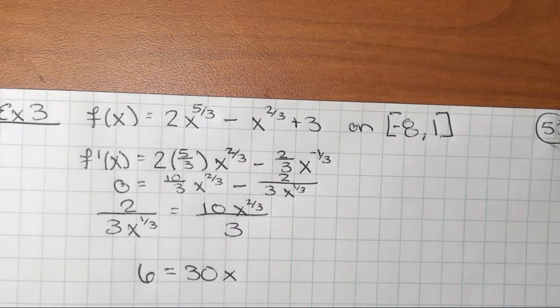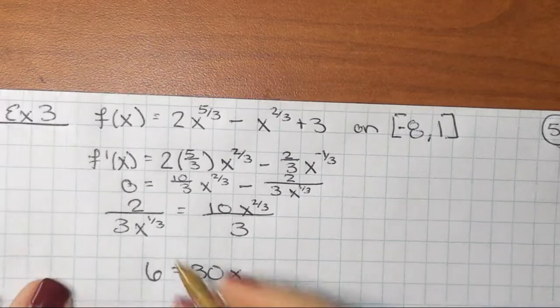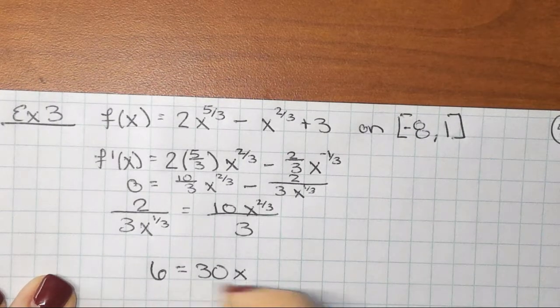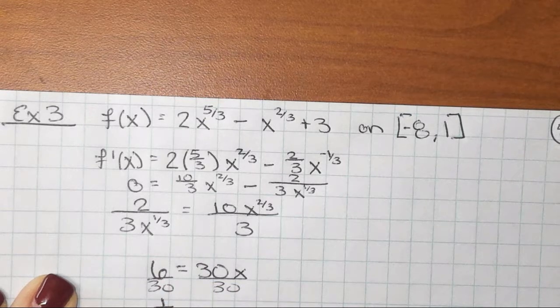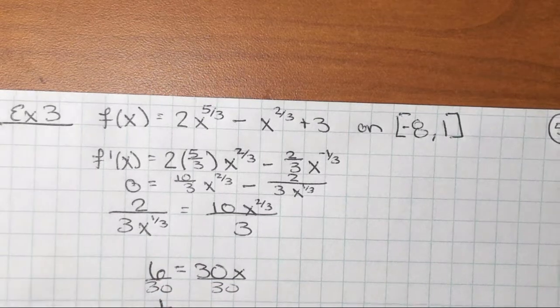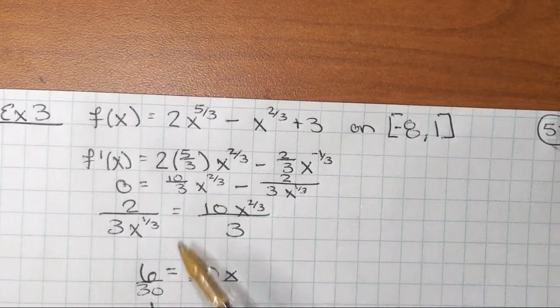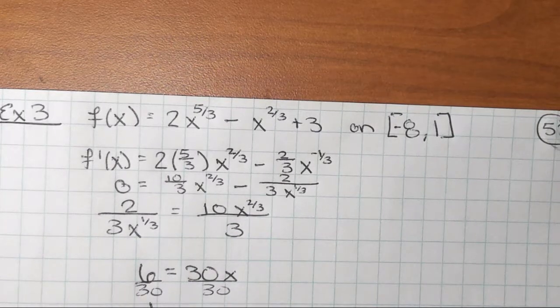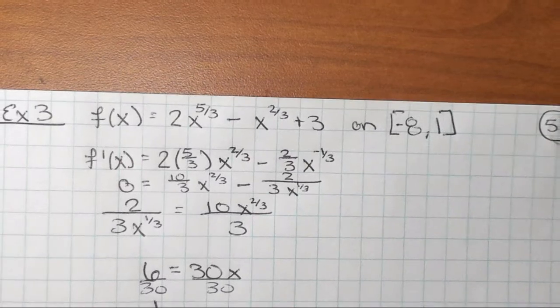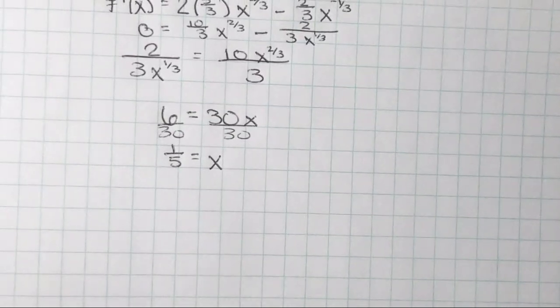So now what do I need to do to get x by itself? Divide by 30, right? So if I divide by 30, 1 over 5 equals x. Now guys, don't get me wrong, I've had a lot of experience with these, so I can see some of the patterns. You guys will get there throughout the year. So x is equal to 1/5, right?